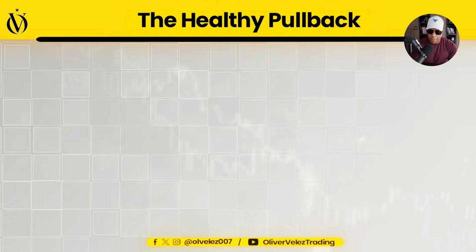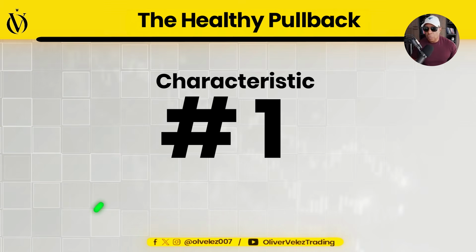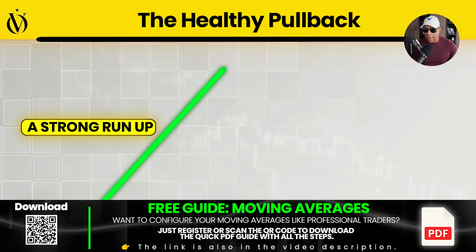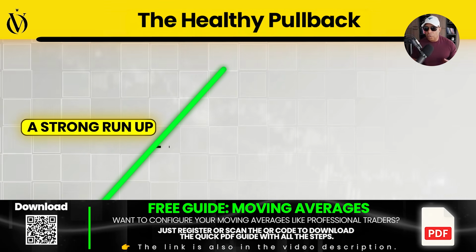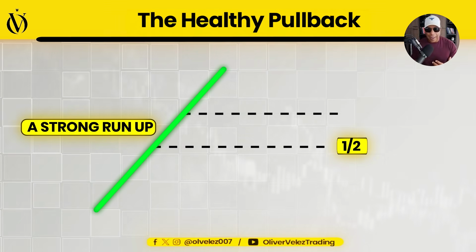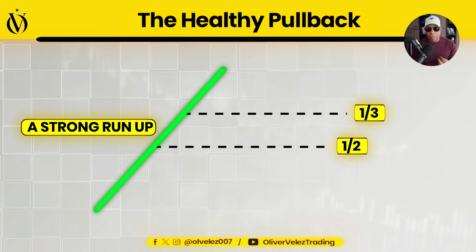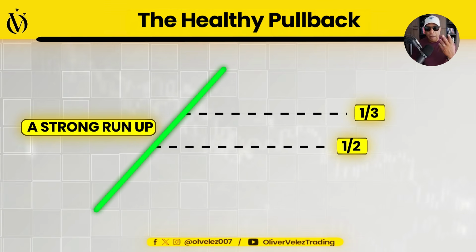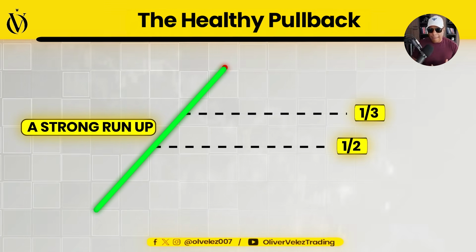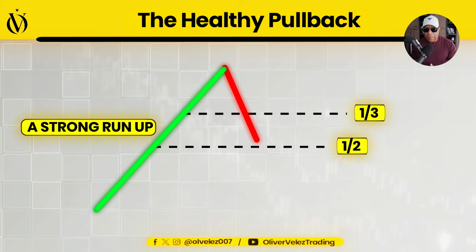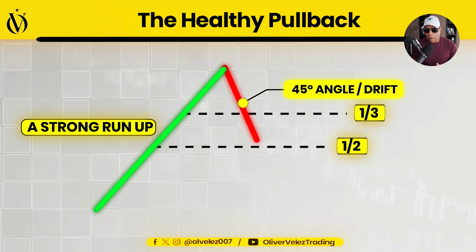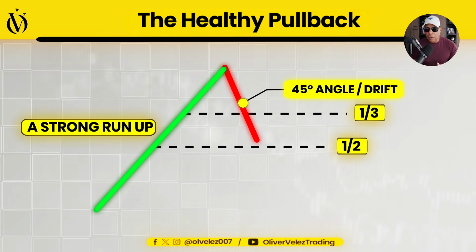Here are the characteristics. Number one, first of all, I want you to know we're talking about after a nice, strong run up in your stock or your underlying item. Okay, nice, strong run up. Remember, you're supposed to always cut it in half and thirds. Don't forget that. Everything is going to come from you knowing the area of the half and thirds, knowing the 4 zones. Your pullback into these zones, if it is more of a drift, it's healthy. So look what I'm saying, a 45-degree angle drift.